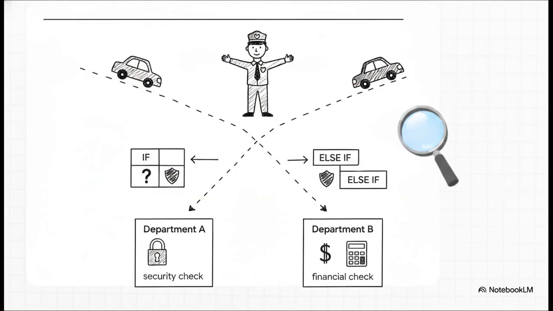Next on the list is routing. If you picture a traffic cop standing in an intersection directing cars based on predefined rules, you've got the idea. It's a branching path. The workflow makes a strict decision based on the input. So if it's a security check, route it to Department A. If it's financial, send it to Department B. It only picks one specific path based on those strict if-else conditions.